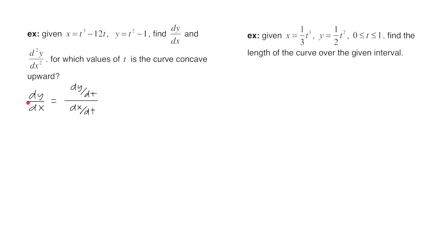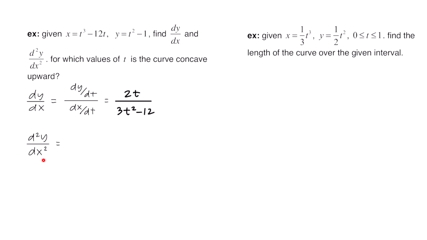To find the first derivative, dy/dx, it's equal to dy/dt over dx/dt. In the numerator, we take the derivative of y with respect to t. So right here, the derivative is going to be 2t. And then in the denominator, we take the derivative of x with respect to t. So the derivative is going to be 3t squared minus 12. So there's our first derivative, dy/dx.